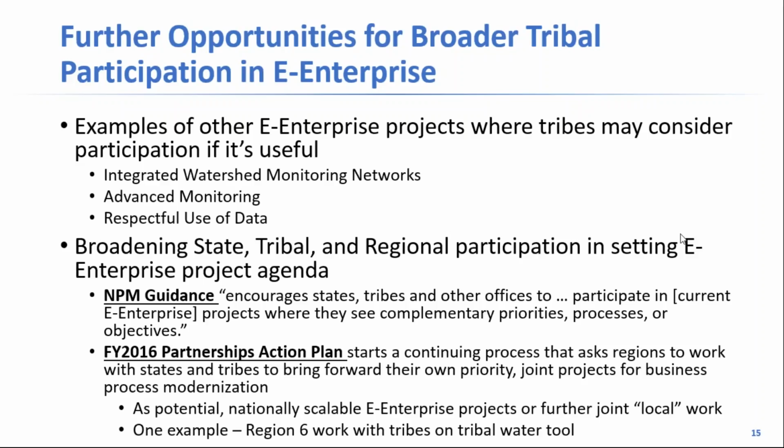The plan starts a continuing process that asks the regions to work with the tribes and states in their local jurisdiction to bring forward priority and joint projects for business process modernization that they're either already planning or working on already. For example, Region 6 submitted a regional project to develop an online reporting tool for water covering the Clean Water Act 106 and 319 programs. This will take the next step with the Tribal Water Roadmap that was on one of our prior slides.